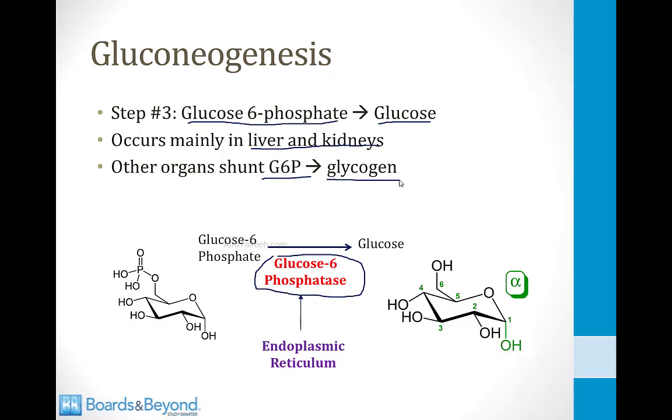Glucose 6-phosphatase removes this phosphate from the 6-carbon of glucose to synthesize a molecule of glucose. And importantly, this reaction occurs in the endoplasmic reticulum. They like you to know that for step 1 of your boards.